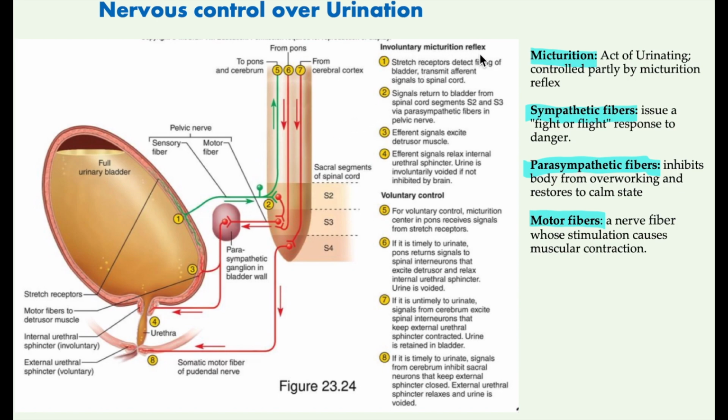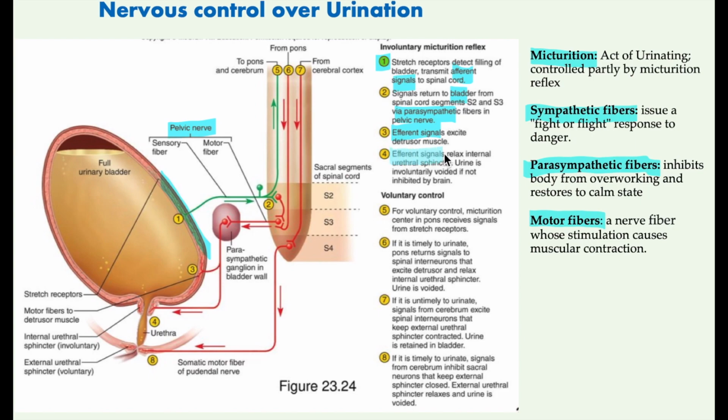We'll start with the involuntary micturition reflex. The stretch receptors, which are just receptors on the bladder, detect the filling of the bladder and transmit an afferent signal to the spinal cord through the pelvic nerve. The spinal cord takes that information and returns an efferent signal from the parasympathetic fibers through the pelvic nerve. This efferent signal excites the detrusor muscle.